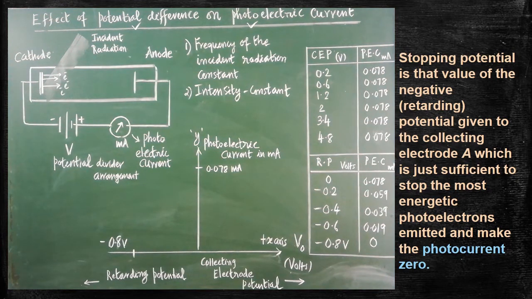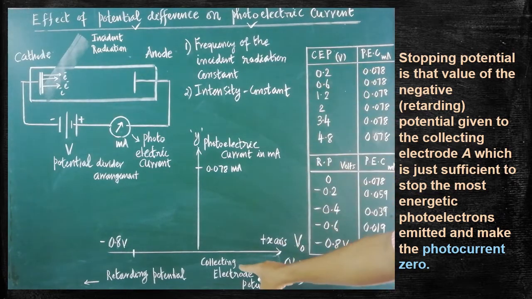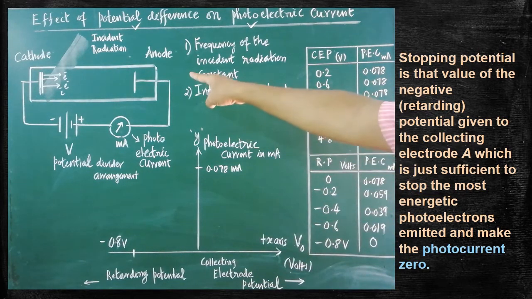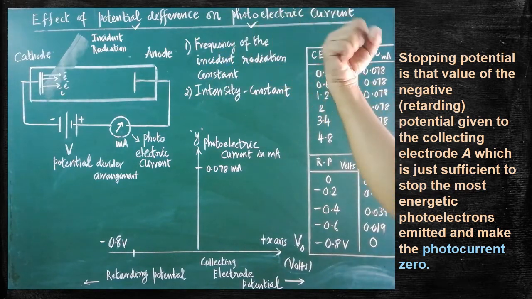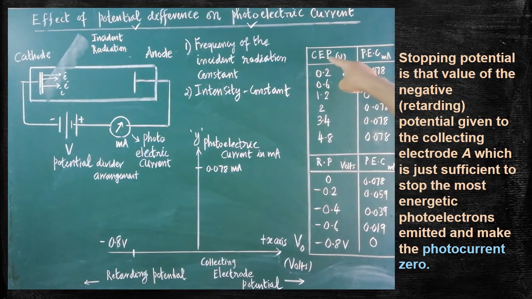So here I have drawn a tabular column. I will explain why the tabular column is opened here. Look at that. Here CEP. What is CEP? Collecting electrode potential. Which one is collecting the electrons? The anode is collecting the electrons. The anode receives the electrons. Therefore, collecting electrode potential means the potential which is given to the anode.